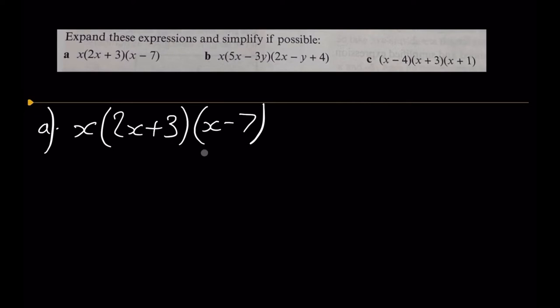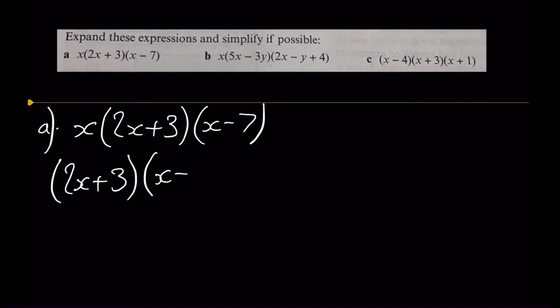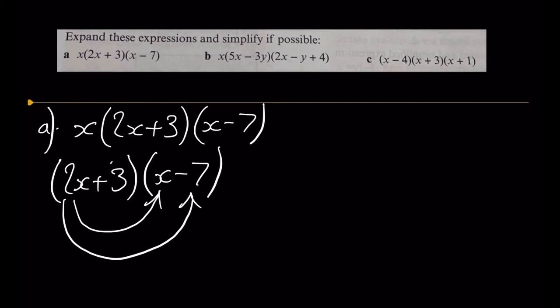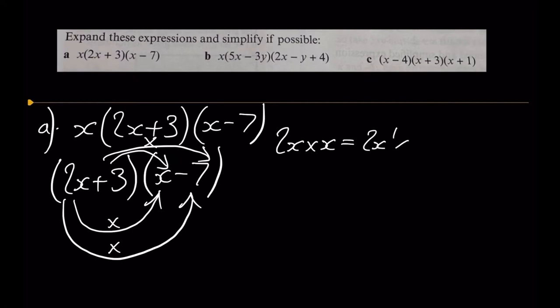So in this case, we'll start off by multiplying 2x plus 3 and x minus 7. So let's start off with 2x plus 3 and x minus 7. Just like before, we expand as we did prior. So 2x times minus 7, 3 times x, 2x times x, and 3 times minus 7. So 2x times x is equal to 2x raised to the power 1 times x to the power 1, which is equal to 2x squared.